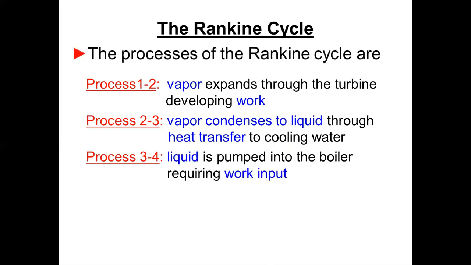Liquid is then pumped into the boiler, requiring work input. You can't get it to move without pushing it. And the way we push it is with a motor. These pump motors are typically 2,000 to 4,000 horsepower on boiler feed water pump. I think Kingston is about 3,000. They've got 2 different sizes because they got 2 different size units.